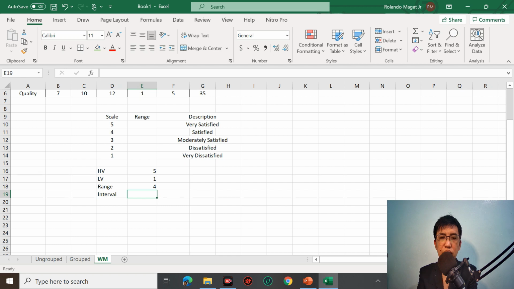The interval equals the range, divided by the highest value, which is 5. And the interval is 0.8. Okay? The interval is 0.8.